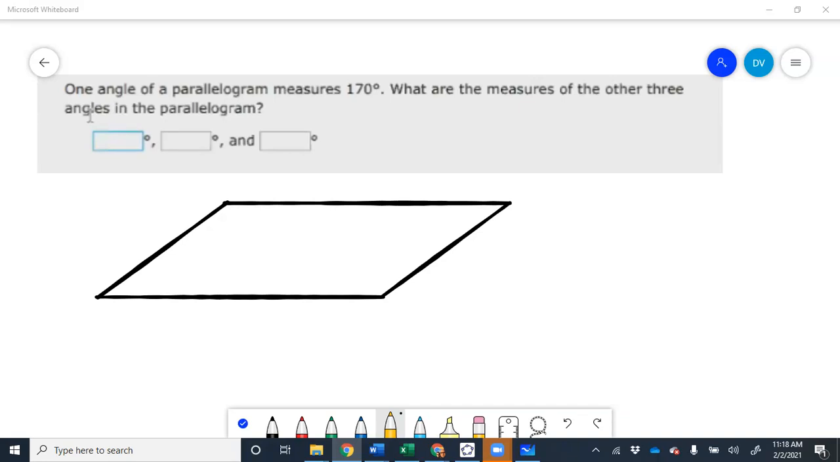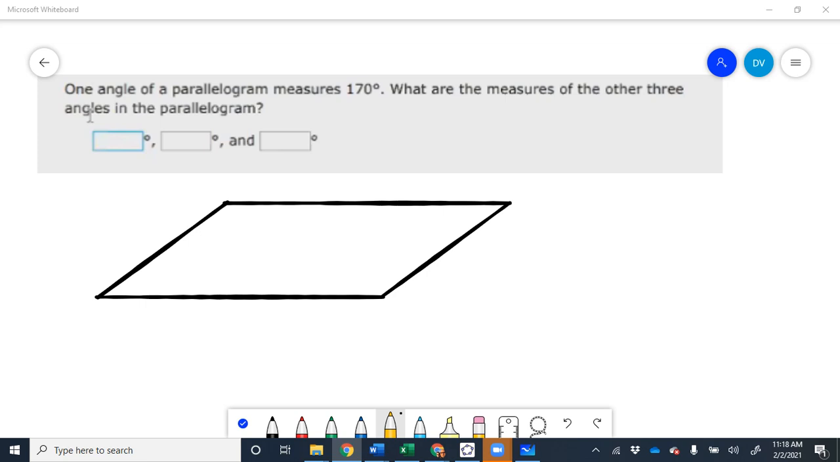This problem asks for the angles of a parallelogram. I want to remind you that a parallelogram, a shape like this, has parallel sides. That's why they call it parallelogram. It also has four sides. Two of those pairs of sides are parallel. And since it has four sides, the angles add up to not 180, but 360.